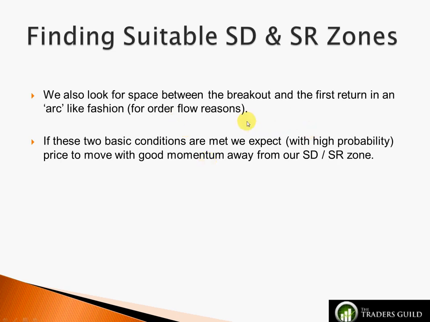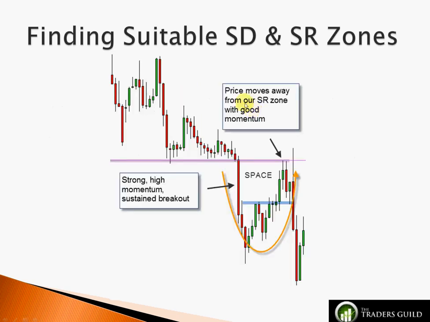And if these two conditions are met, we expect on the first retrace the same supply-demand imbalance that caused the breakout to be present and price to react away from the zone. The reason behind wanting the space, the arc-like pattern, is order flow, which is something I'll come on to in my next video.